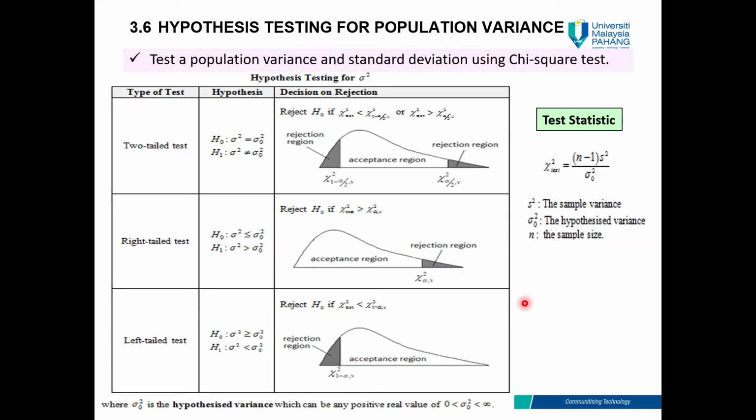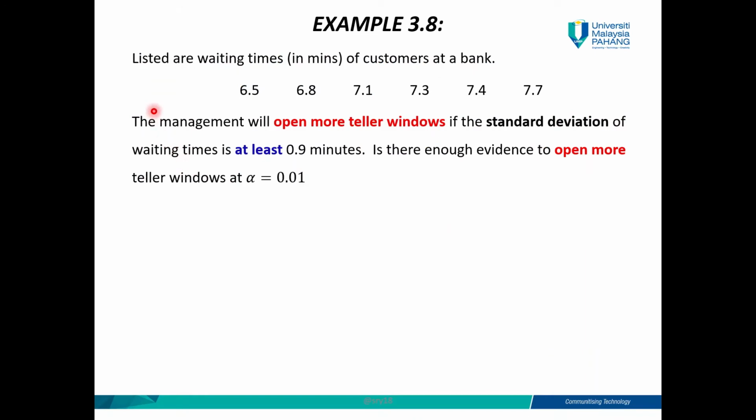I think we are ready to go to the example. Listed are waiting times of customers at a bank. So there are 1, 2, 3, 4, 5, 6, which means that they recorded the waiting times of 6 customers maybe. So this is the data that they get. The management will open more teller windows if the standard deviation of waiting times is at least 0.9 minutes. Is there enough evidence to open more teller windows?